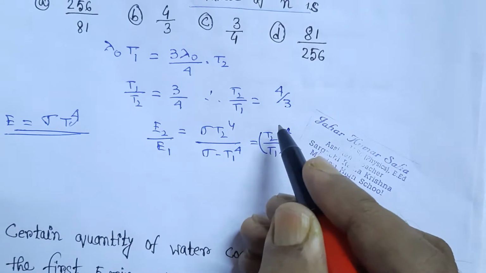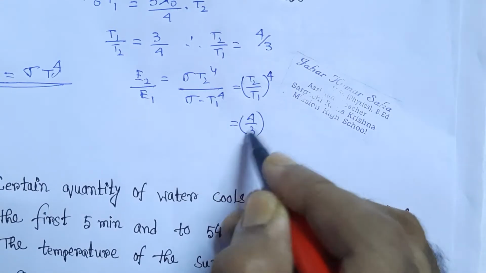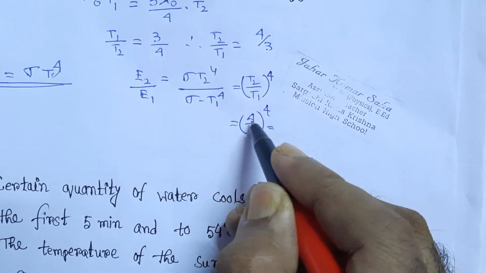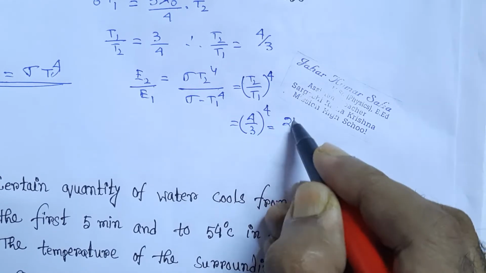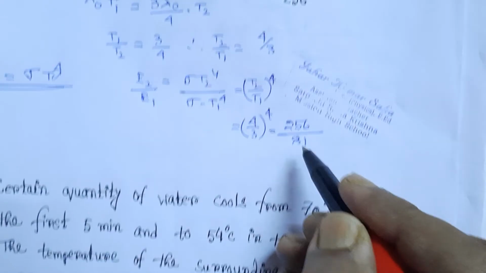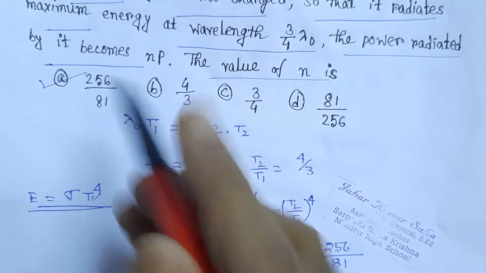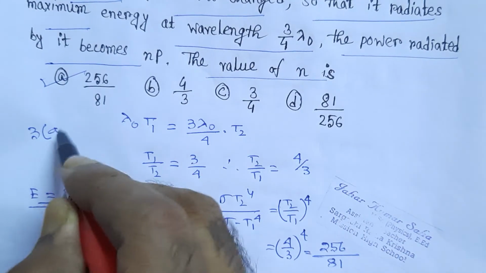That is, the ratio is T2 by T1 to the power 4. But T2 by T1 equals 4/3. So, this equals 4/3 to the power 4. 4 into 4, 16, 64, 256. 3 into 3, 9 into 3, 27 into 3, 81. So 256 by 81. So, A is the correct option. So, the correct option of question number 3 is A.